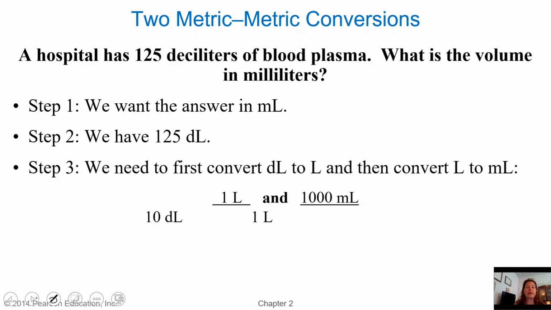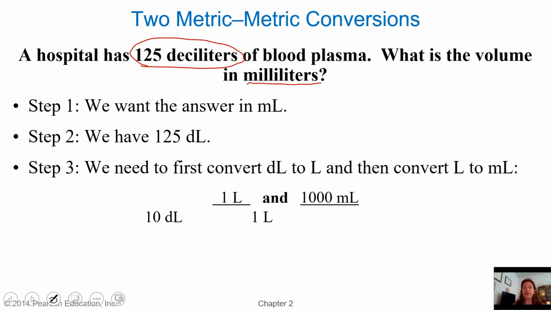All right, here's another example. A hospital has 125 deciliters of blood plasma. What is the volume in milliliters? Now, we're given 125 deciliters. They are asking us for milliliters. Now, if you go back and look at that chart, you will see that there's no direct relationship between deciliters and milliliters. But what do these two units have in common? What are the two things that are connecting them, kind of the middleman, if you will?